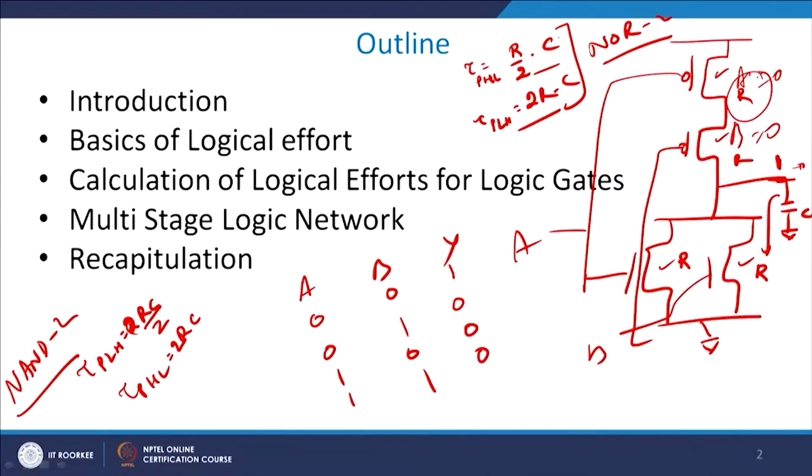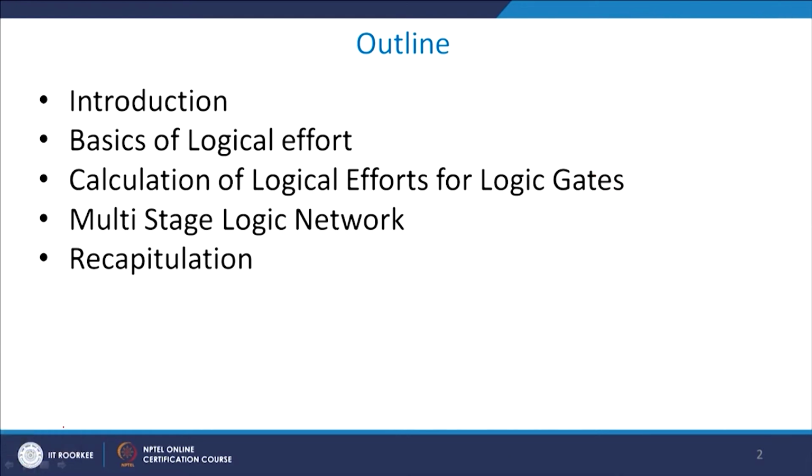So, they will be in series. If I am able to make this one R by 2 and this one R by 2, then even in series these two add up, you will get R only and they will make me equal. R by 2 primarily means that you make the width larger, but when you make the width larger, then the capacitive loading also increases drastically. So, this logical effort gives me an idea of what changes I should make in my circuitry in order to achieve the best possible results in terms of delay.